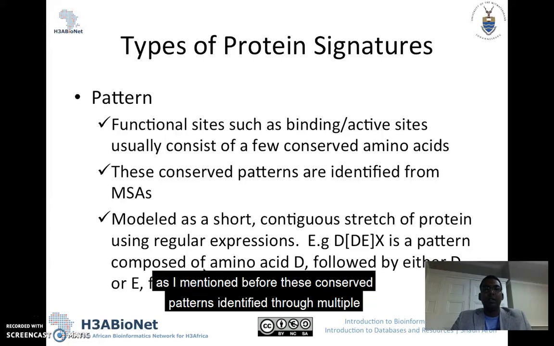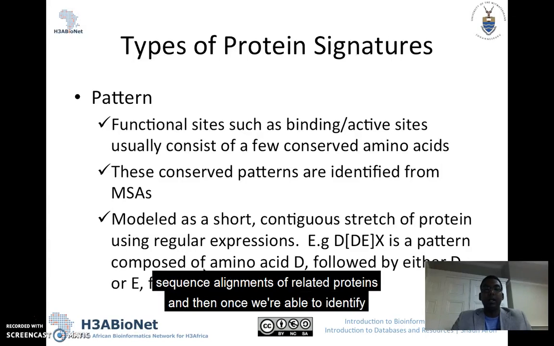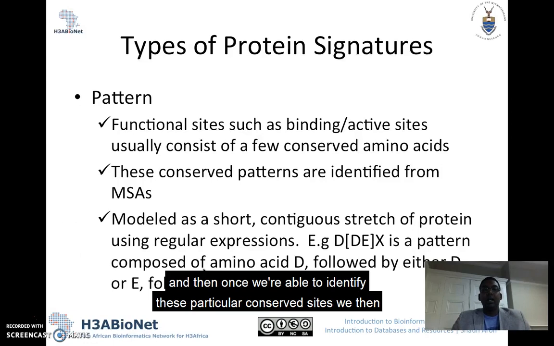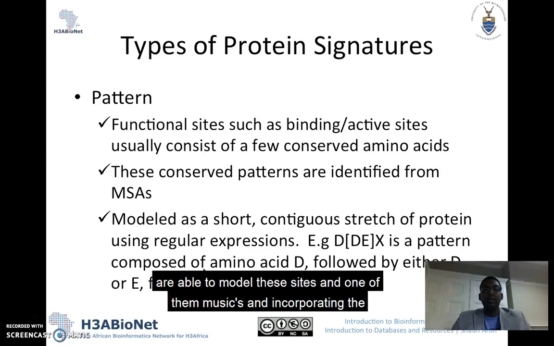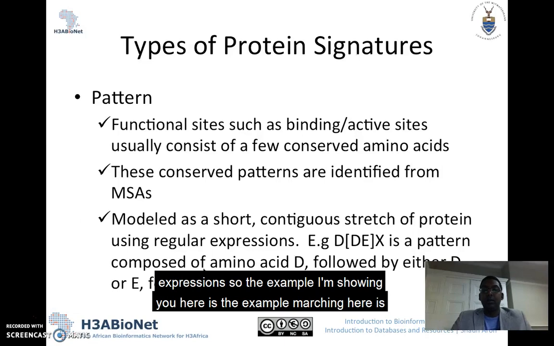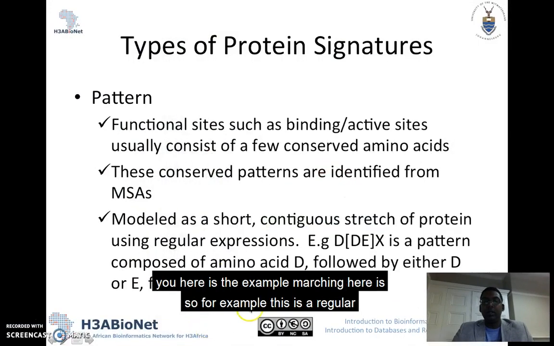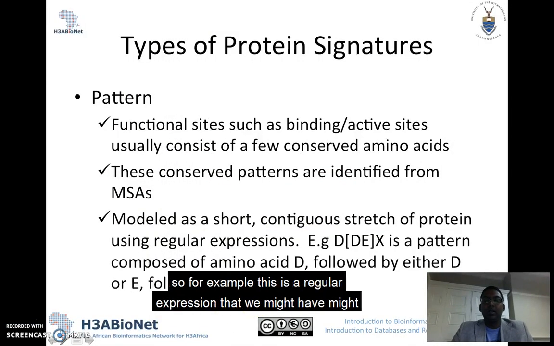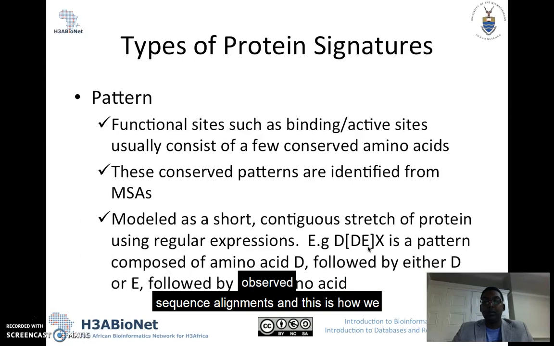As I mentioned before, these conserved patterns are identified through multiple sequence alignments of related proteins. Once we are able to identify these particular conserved sites, we then model them using something called regular expressions. The example I'm showing you here is a regular expression that we might generate for a particular active site or a particular conserved amino acid site that we observed in a multiple sequence alignment.